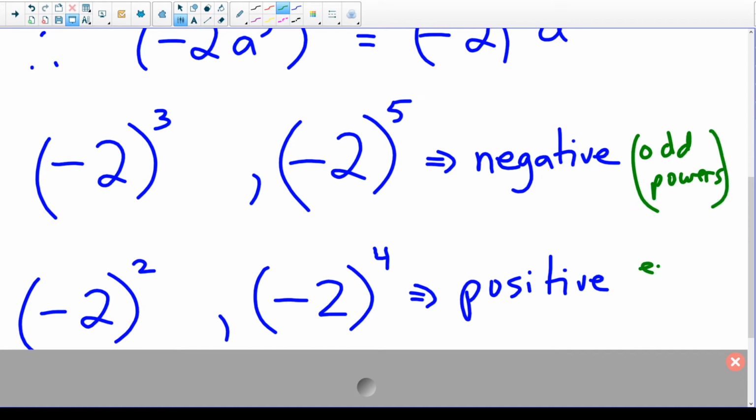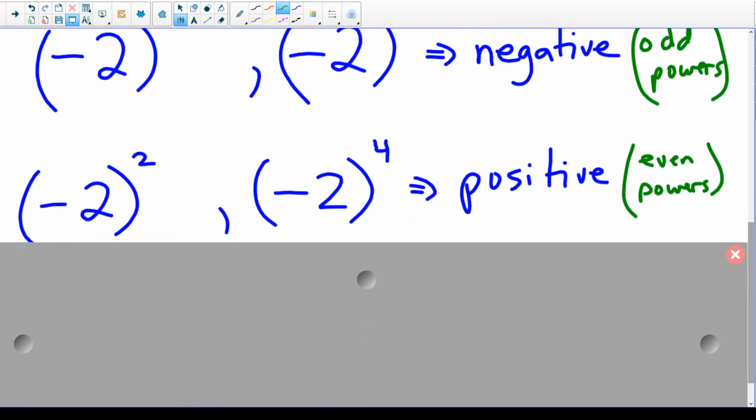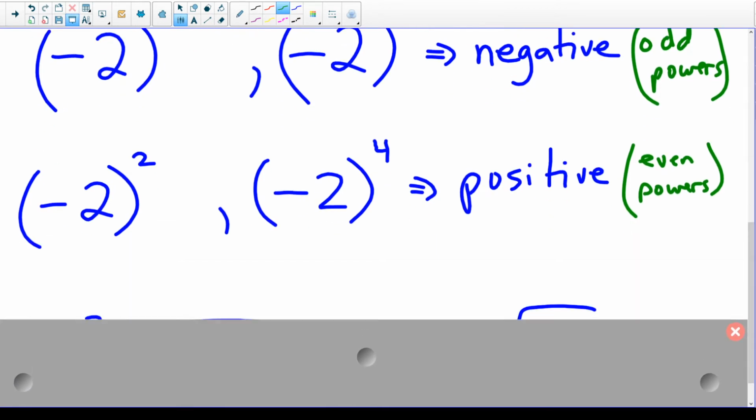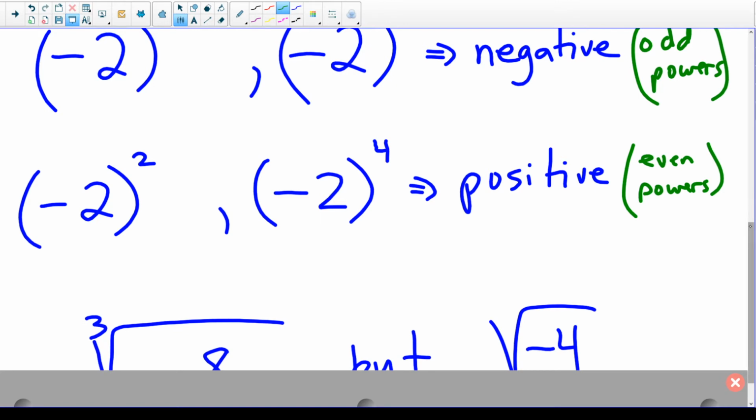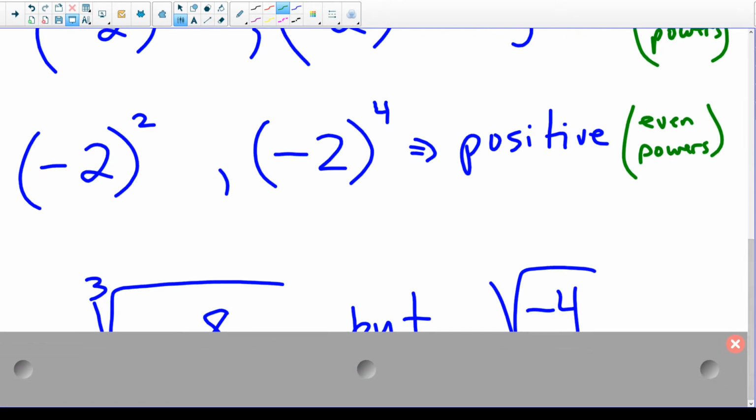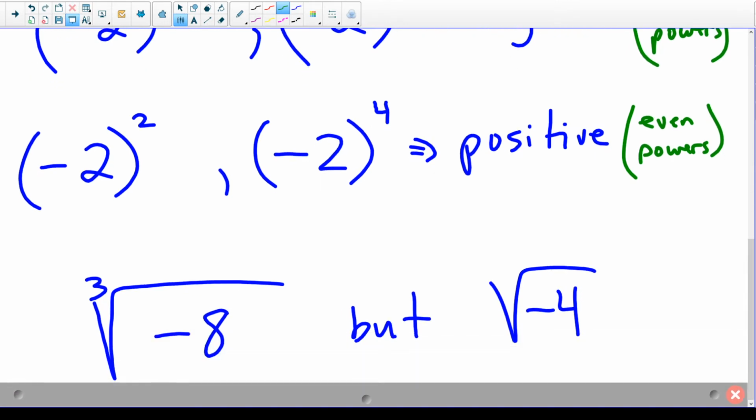If you have even powers with a negative base, you're going to have a positive answer. These are concepts that you've probably seen before. And we're going to see that that comes into play when we're dealing with scenarios like this with rational exponents, which I'm going to do next. Okay, so how does this lead us to this?